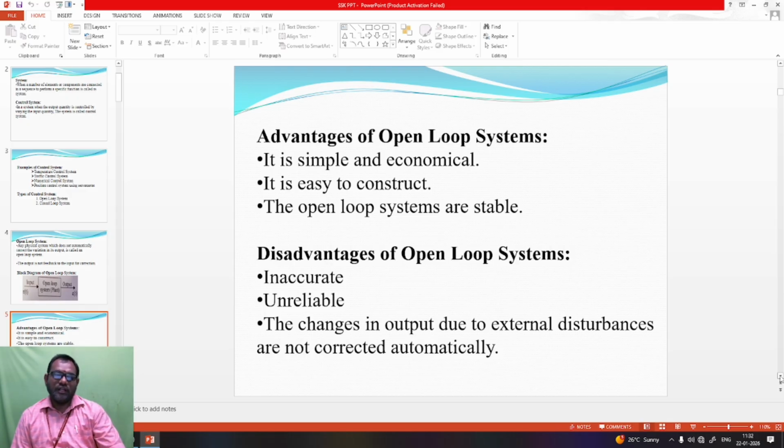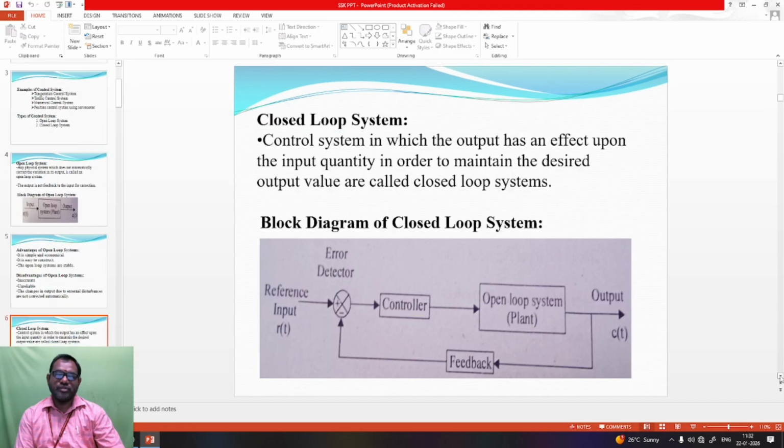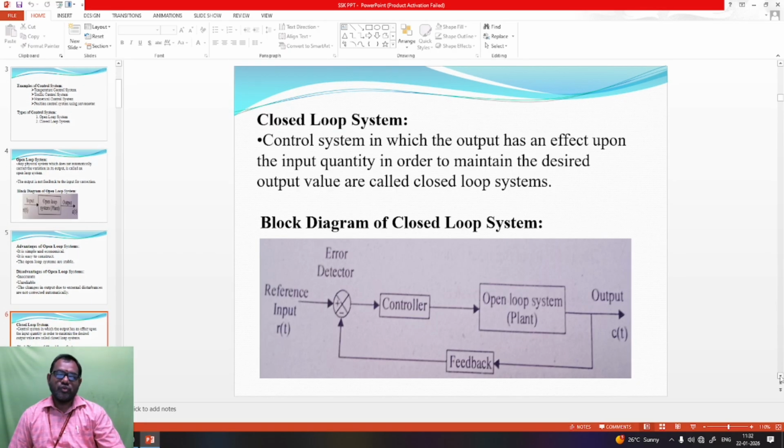And the disadvantages of an open loop system are that it is inaccurate and unreliable. The changes in output due to external disturbance are not corrected automatically. So these are the disadvantages of an open loop system. After the completion of advantages and disadvantages, we will discuss the closed loop system. So this is the definition of closed loop system.